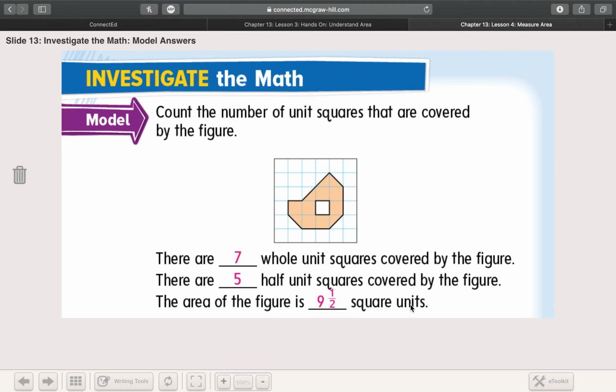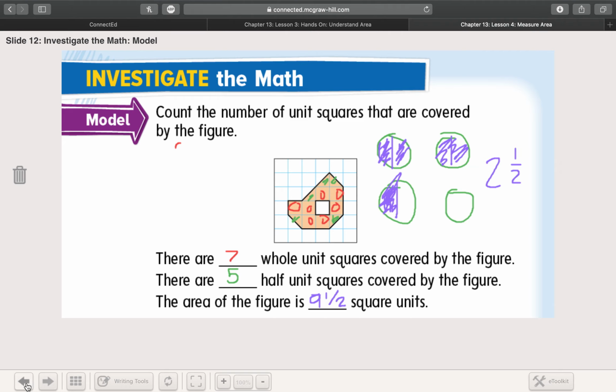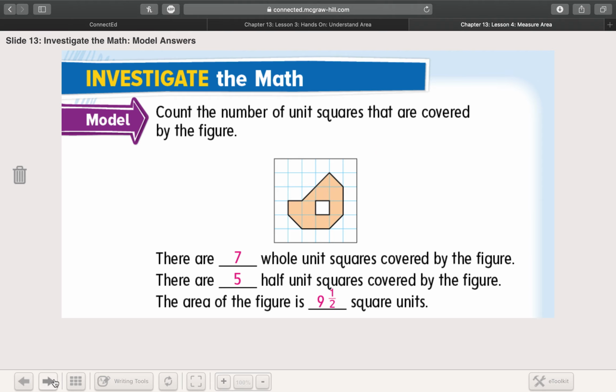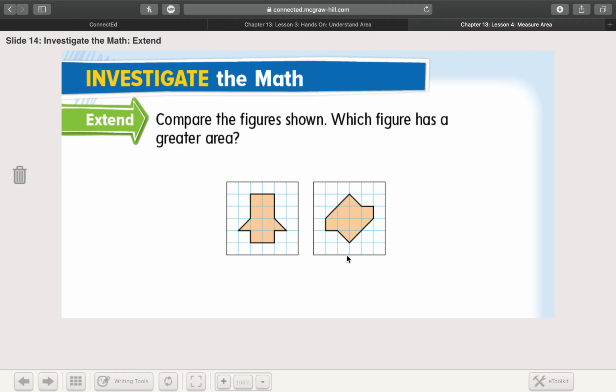Now, I bet that second part was confusing for you. This part right here might have been confusing for you. So we're going to keep going and we're going to see if that comes up again so that we can review that. Okay, we're going to find the area of both of these figures shown, and then it says which figure has a greater area. So first we need to figure out the area of both shapes and then compare them. Let me get my pen out.